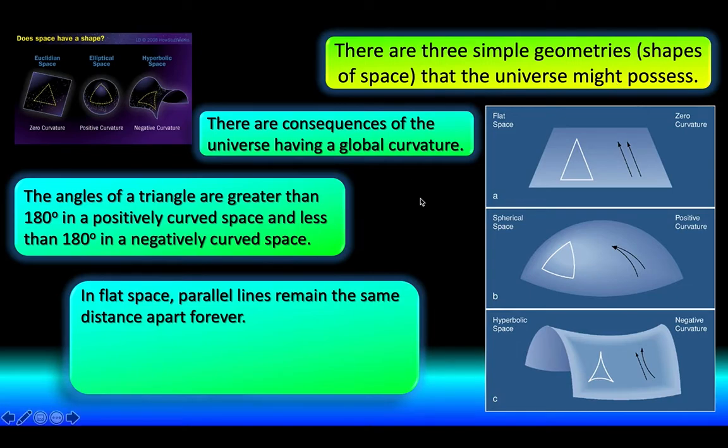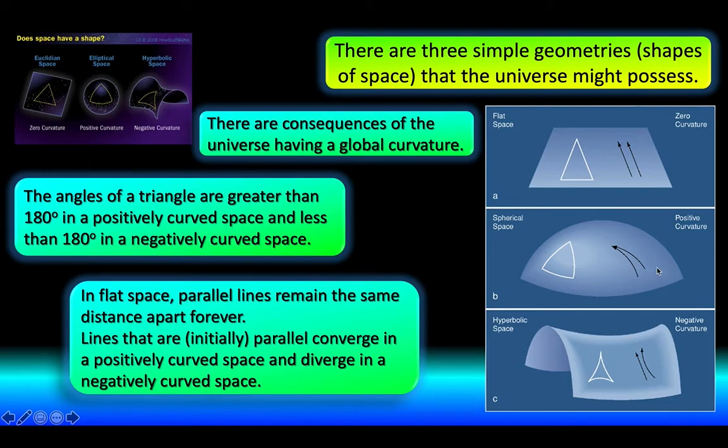Another consequence is that in a flat space, parallel lines will remain the same distance apart forever. But in a closed universe, which is a universe with positive curvature, two lines that are initially parallel will eventually converge and meet each other. And in an open universe or a universe with negative curvature, two lines that are initially parallel will diverge and get further and further away from each other.